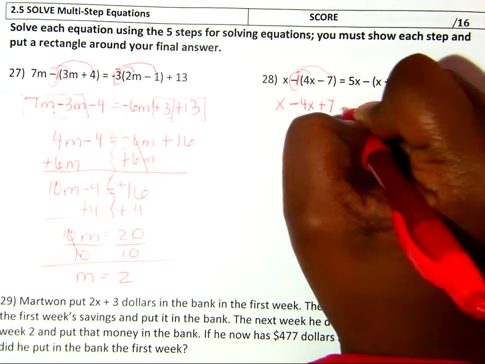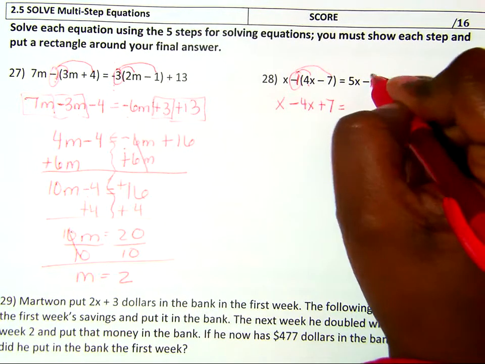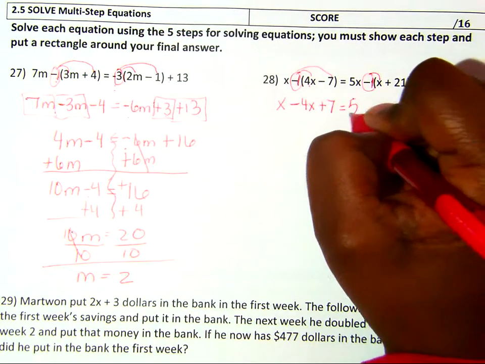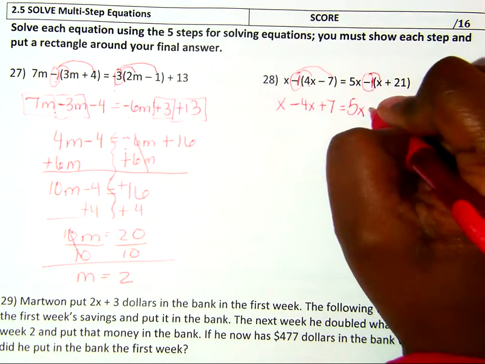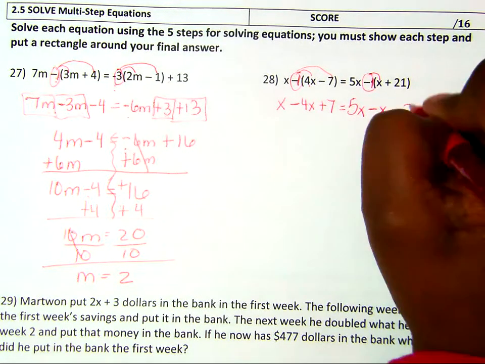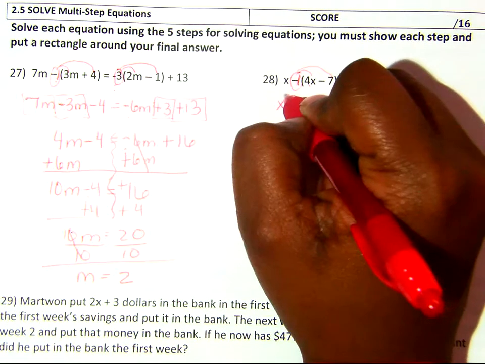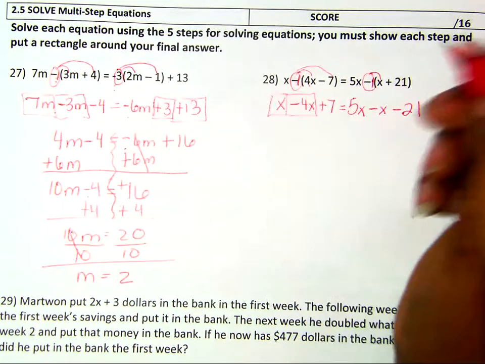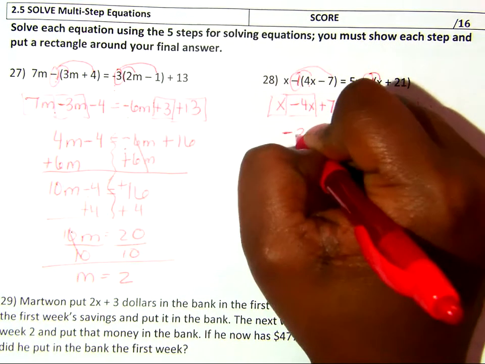Yes, there's a -1. -1 times x. I'm first going to write my 5x, I apologize. -1 times x is -x. -1 times a positive 21 is a -21. All right, can I combine anything? Well, I have x here, and then I have -4x here, so I can combine those. X minus 4x, well, this is bigger, so -3x plus 7 equals, can I combine anything over here?